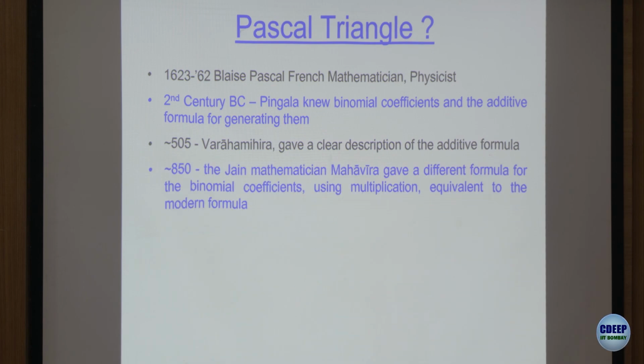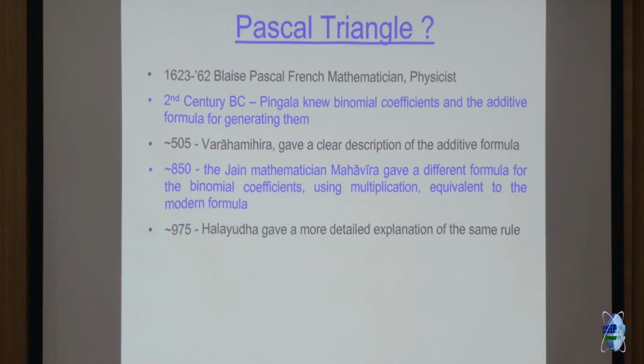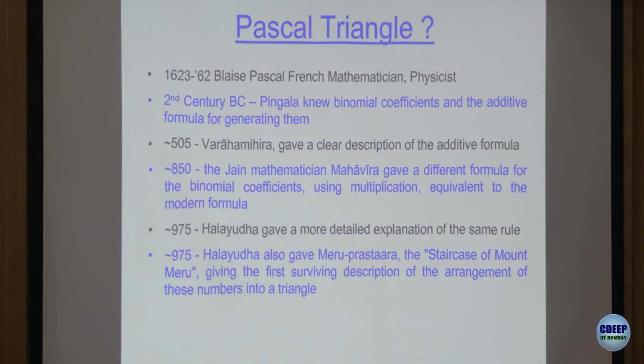Then Mahavira wrote about it, gave actually another way of writing out this formula equivalent to this modern formula in 850. Then in 975, if you see Halayudha's work, he gave a more detailed explanation of that rule, and he brought in what you might have come across, the term Meru Prastara. That's a mountain of triangles, right? This triangular arrangement of these numbers in 975. We are talking about this being Pascal triangle 1623 or whatever.